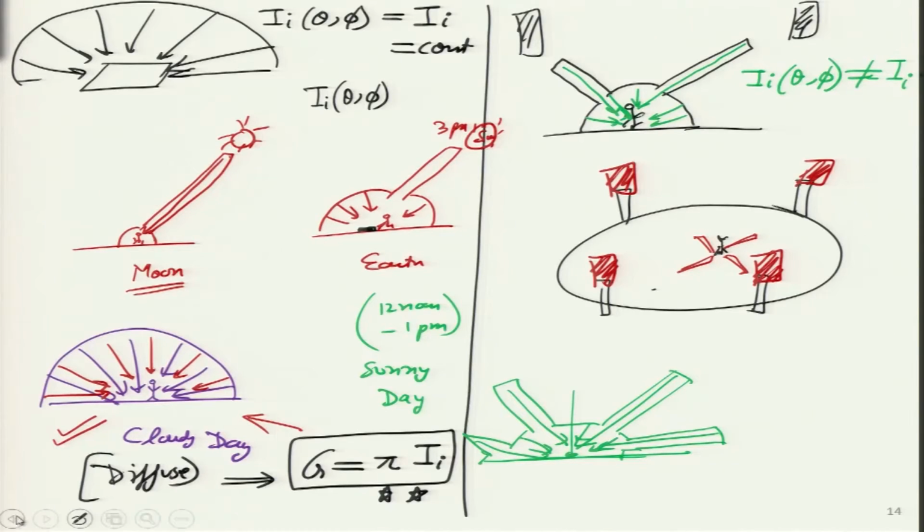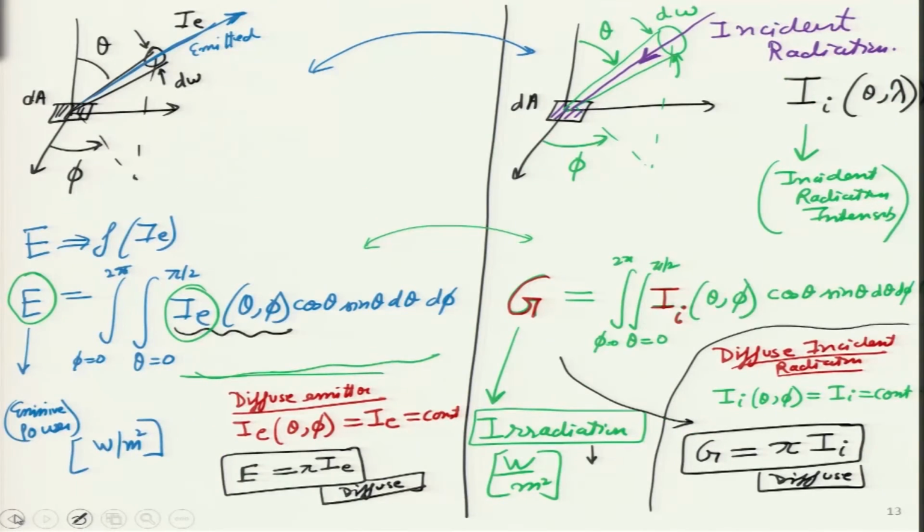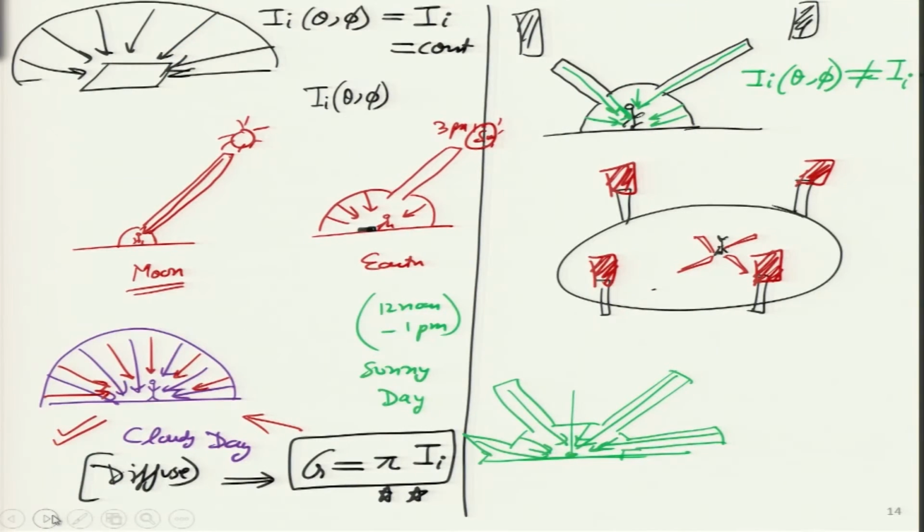I hope this concept is clear: for emission, we had taken the earlier example given in blue. Now we have also looked very clearly at what happens when there is incidence of the radiation, not just emittance.